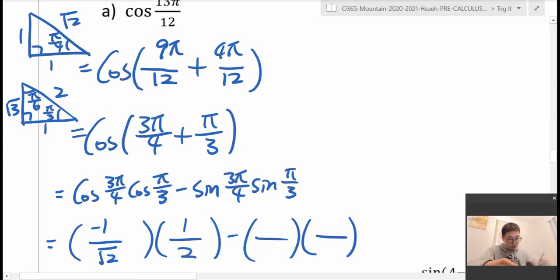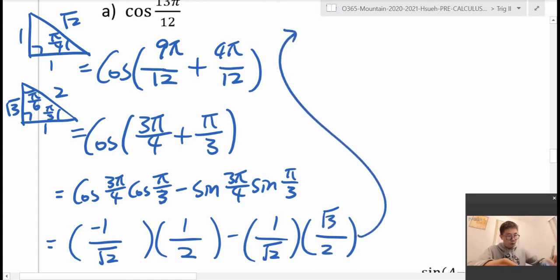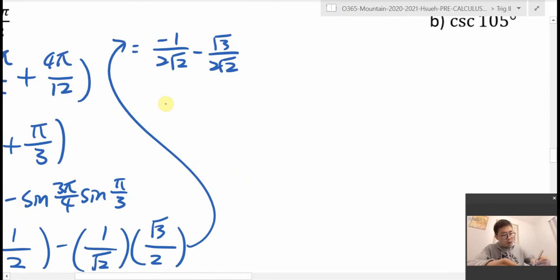Sine of 3 pi over 4 is again going to be 1 over root 2, and because in the second quadrant sine is positive, so there you go, 1 over 2. Sine of pi over 3 is going to be opposite over hypotenuse, which is root 3 over 2. Now we can bring this to here and simplify. That's negative 1 over 2 root 2 minus root 3 over 2 root 2, which we can simplify to negative 1 minus root 3 over 2 root 2.